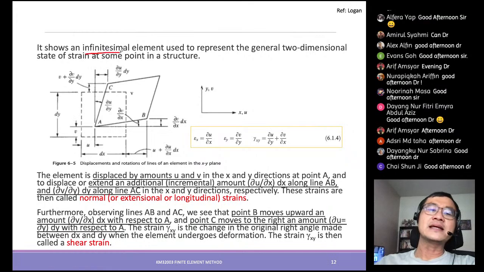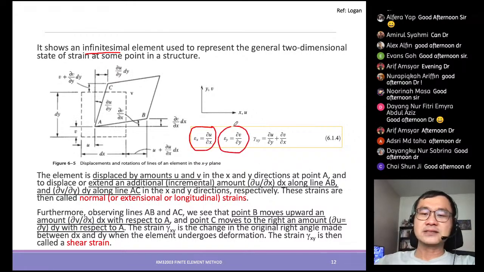Moving forward, assume that the element is very small. We call it an infinitesimal element, to represent a two-dimensional problem or state of strain. Because of the load, the stress as well as the shear, the element may translate, move, as well as deform. So we can express the strain, the changes, as such: the strain in the x direction, the strain in the y direction, as well as the shear.